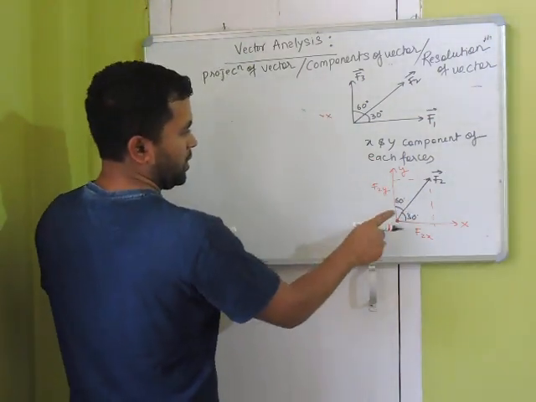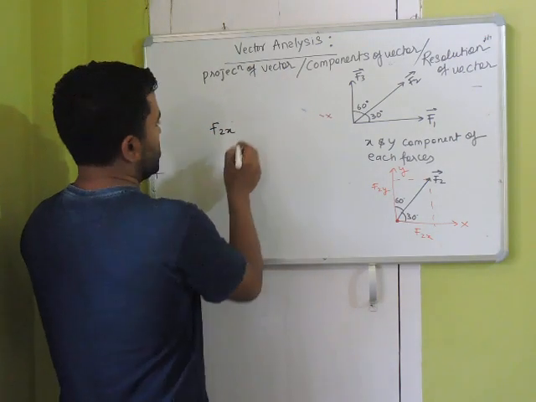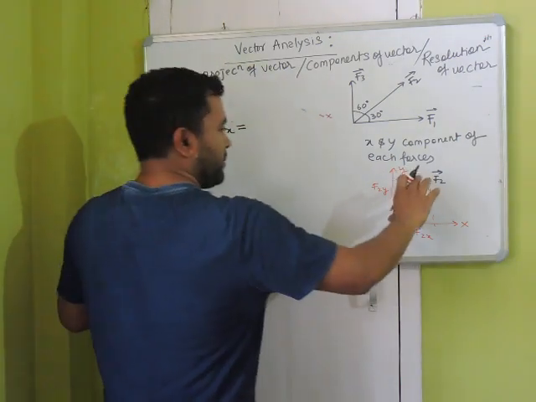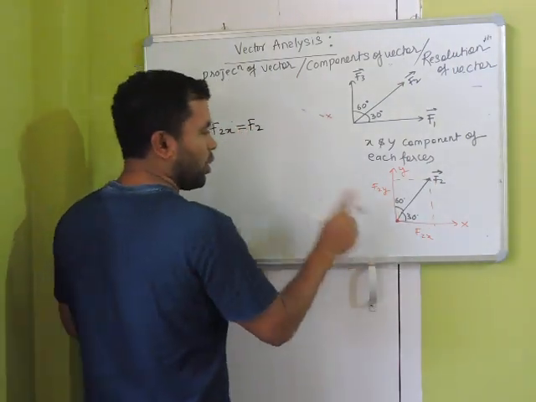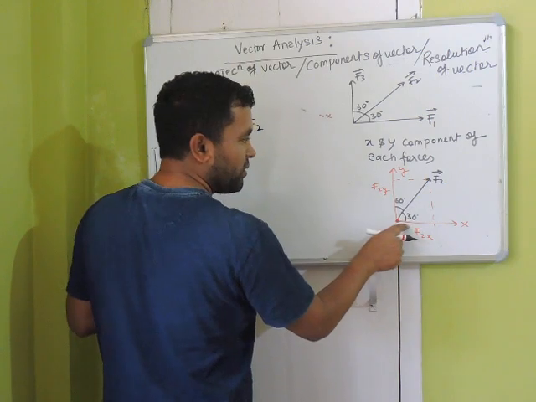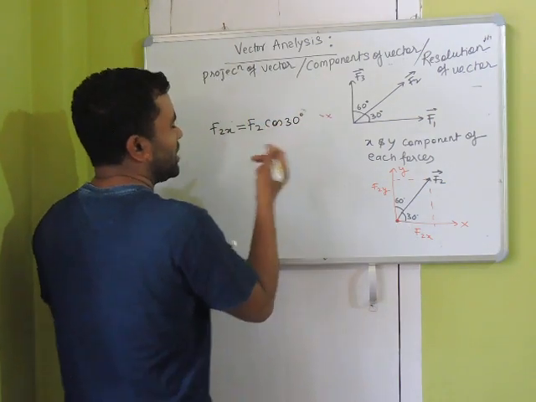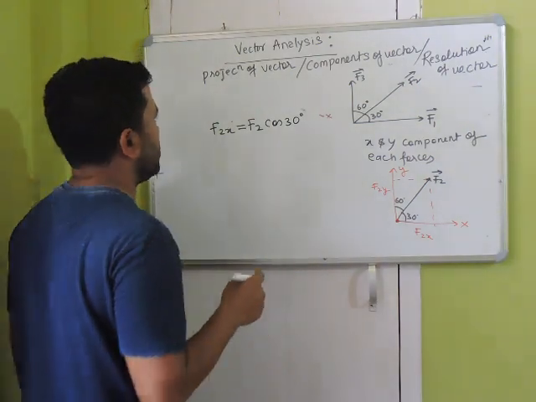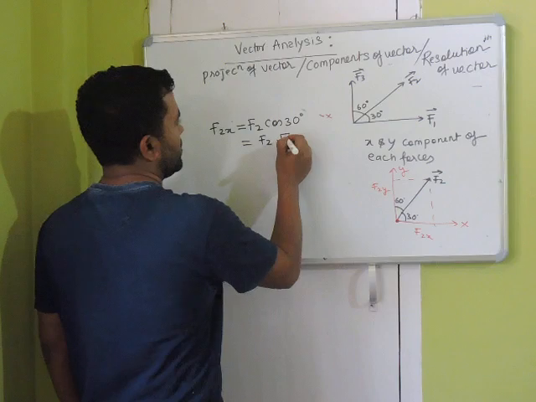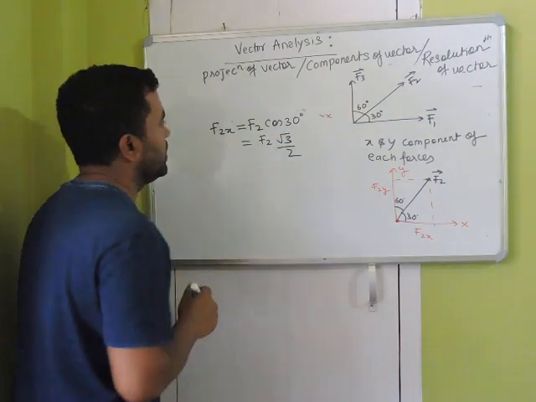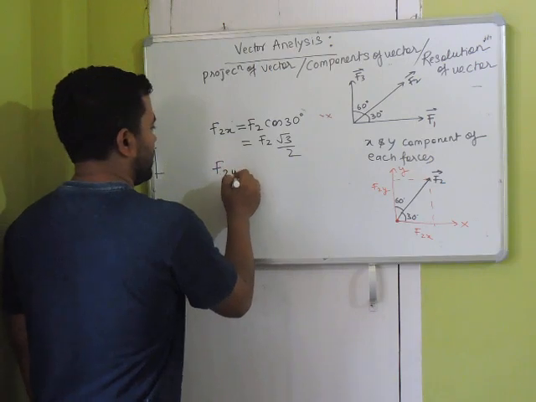Now, f2x I am finding, so it will be the magnitude of the vector, which is f2, times cos of the angle it is making with the x-axis. So cos 30 degree. Cos 30 degree is, I guess, root 3 by 2. So f2 times root 3 by 2. This will be its x component. Now what will be the y component, f2y?